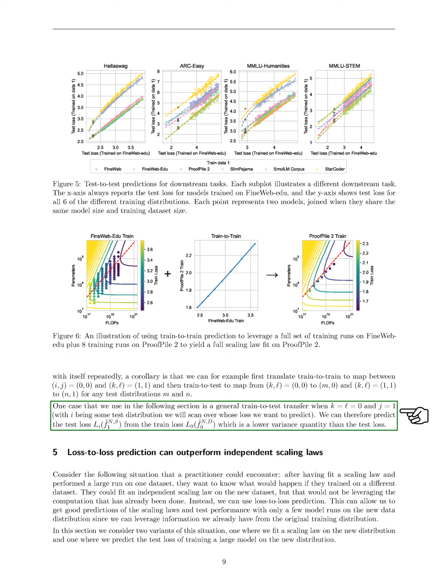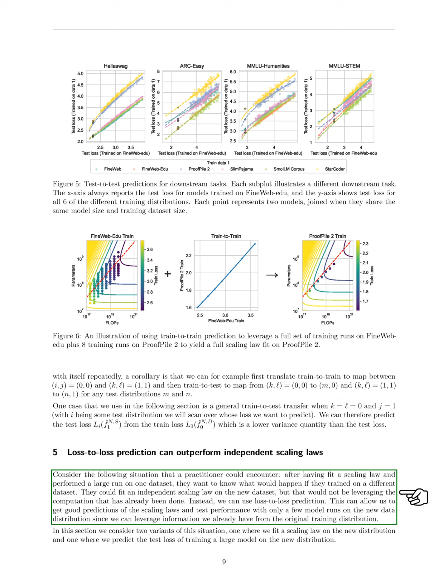We can predict test loss from training loss, which tends to have lower variance. We also highlight how loss-to-loss prediction can outperform independent scaling laws. For instance, if we have already established a scaling law on one dataset and want to know the implications for a new dataset, we can use loss-to-loss prediction instead of fitting a new scaling law independently. This method allows us to make accurate predictions with fewer model runs on the new data by leveraging existing information.